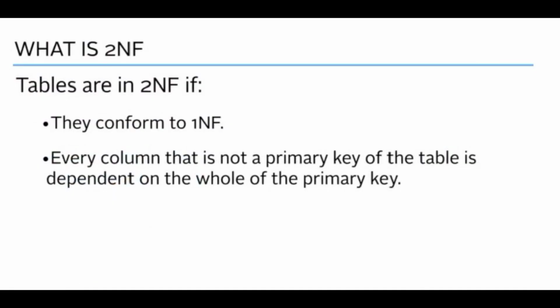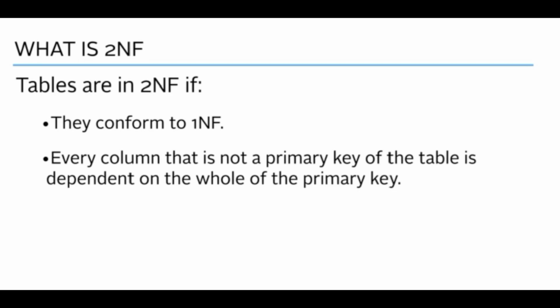A table is in second normal form if it's in first normal form plus every column of data that is not a primary key of the table is dependent on the whole of the primary key. So what does this mean? This is to do with removing unrelated data from tables. Remember from before I said we only wanted related data in a single table? Well, this is how we use normalization to remove unrelated data from a table.